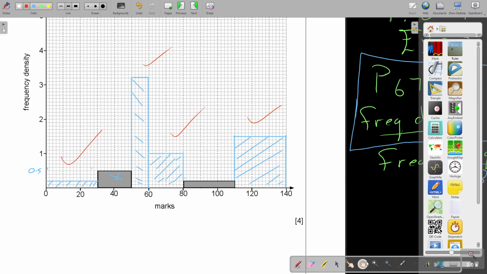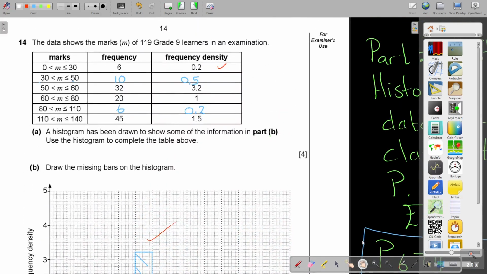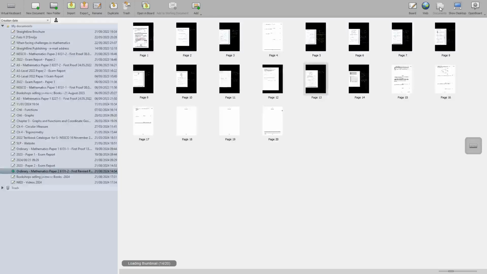And for the top ones, you were getting 2 marks. So you were getting a mark, a mark, a mark. So if you struggled maybe with this frequency, you could have at least just read it from the vertical scale, the 0.5 and 0.2, correct. But let's just go to the exam report.